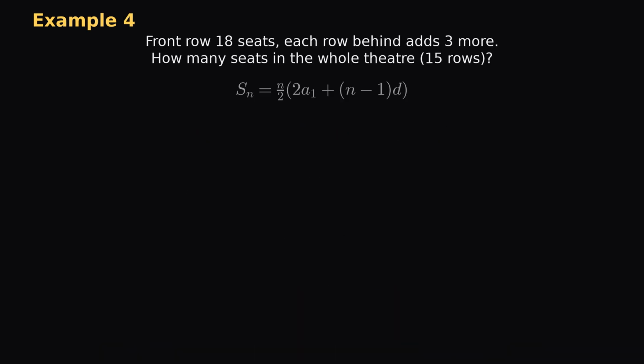Example 4. And this is the theater from the last video. The front row has 18 seats, and each row behind it adds 3 more. Last time we worked out that the 15th row has 60 seats, but this question is different. How many seats are in the whole theater? All 15 rows. That's a series, not a sequence. We're adding every row together.